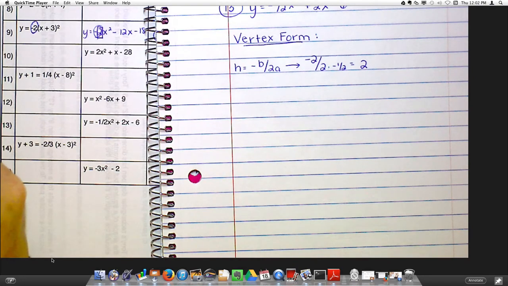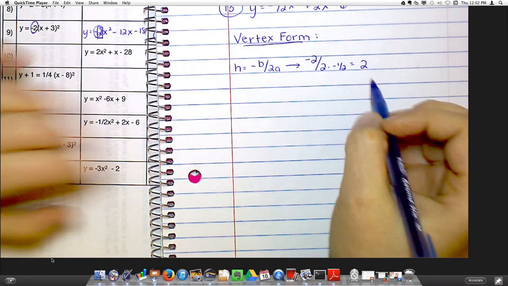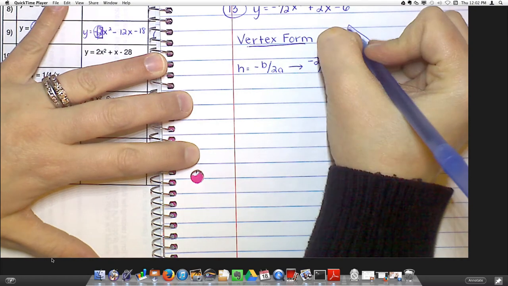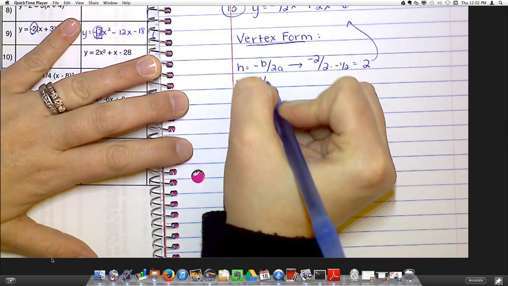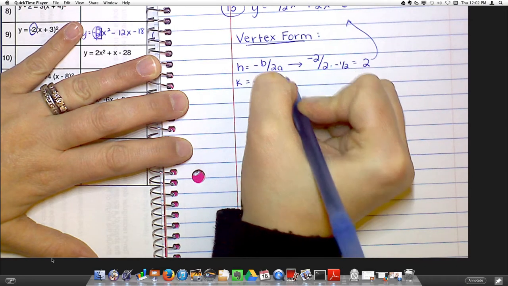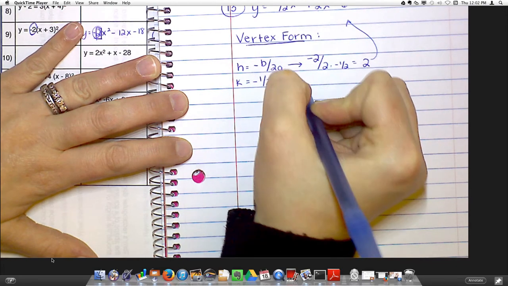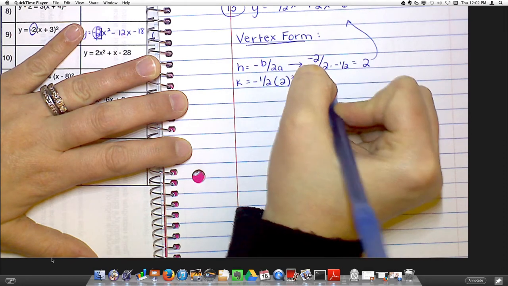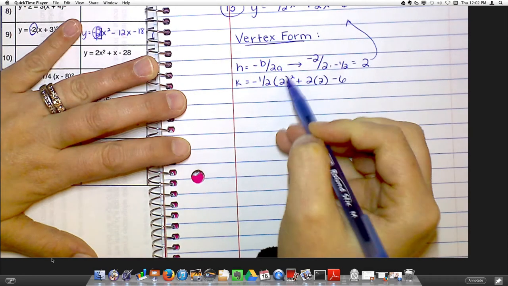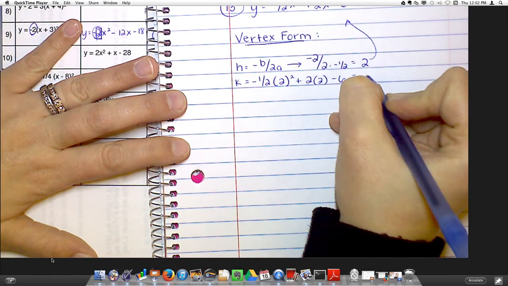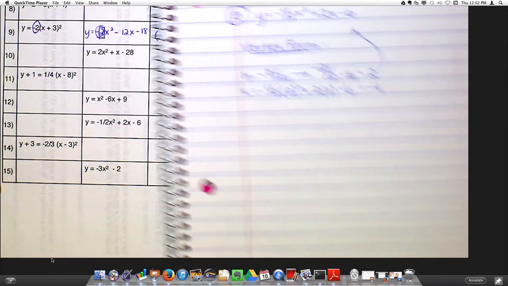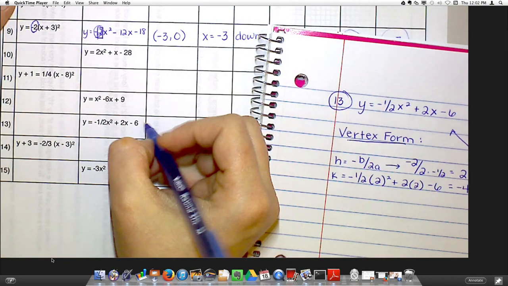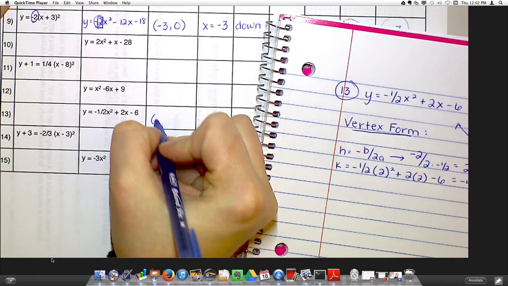Now what? Plug 2 back into the equation to find K. So negative 1/2 times 2 squared plus 2 times 2 minus 6. Negative 4. Let me check that, but I think negative 4. So on that one, number 13, my vertex is going to be 2, negative 4.